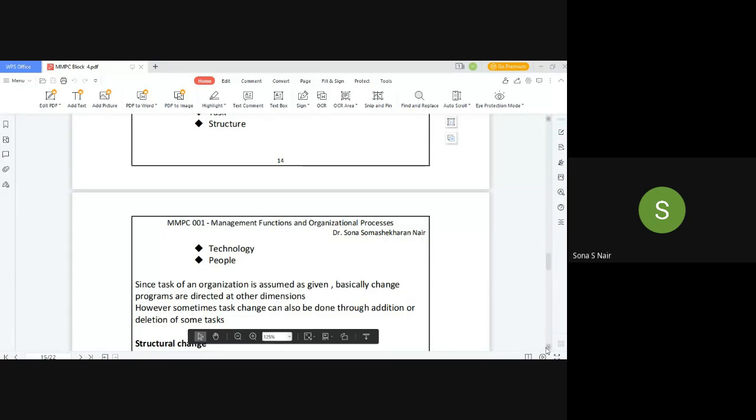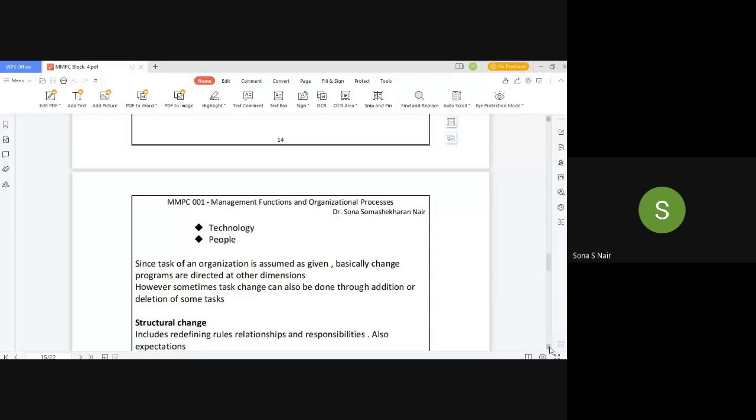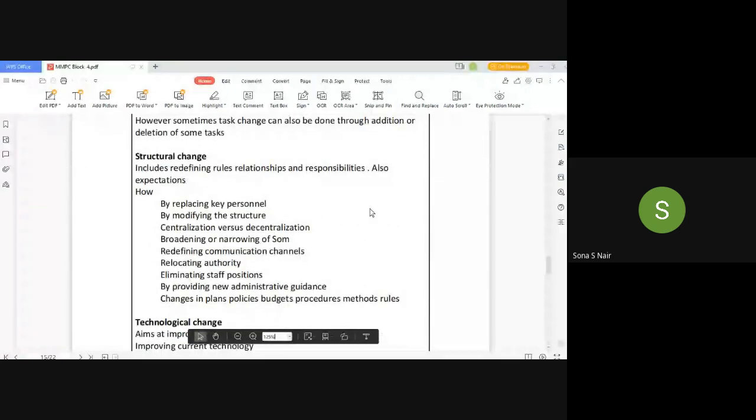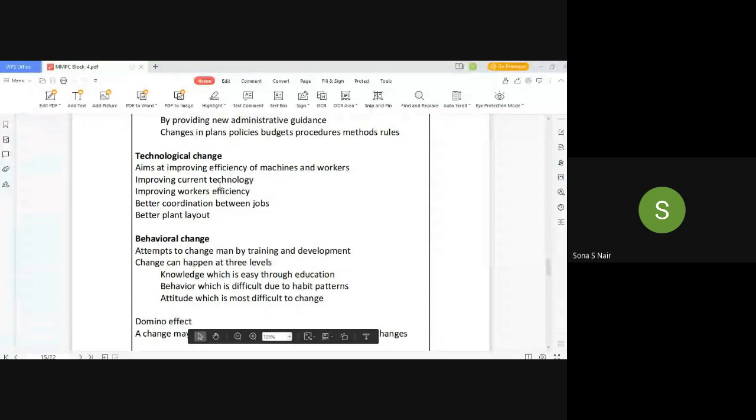If the business is maybe reduced to some extent, or there's some other kind of work added to the business, it would lead to task change. Structural change means, like we discussed the organization structure above, it includes defining roles and relationships and responsibilities, redefining. So there are a whole lot of things which we can do to change the structure of the organization. Technology change, improving the current technology or improving the workers' efficiency, better coordination, better plant layout, all these are technological changes. And behavior change. Again, it can have a whole variety of things.